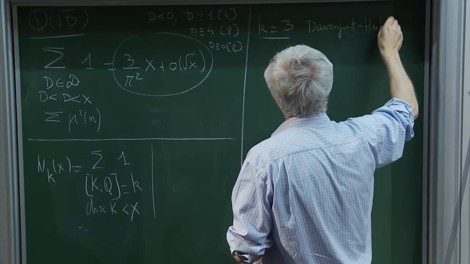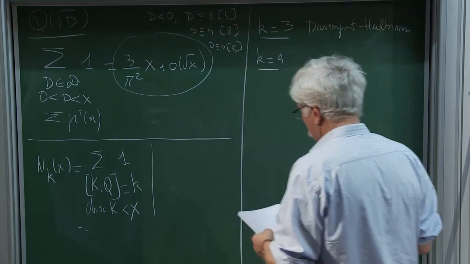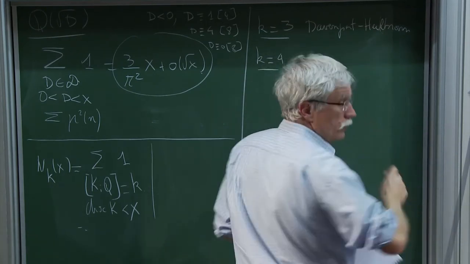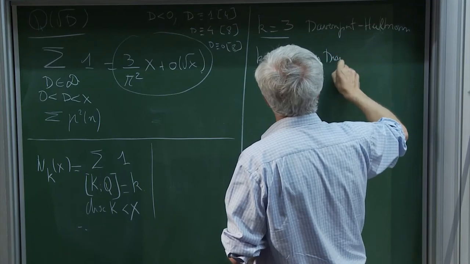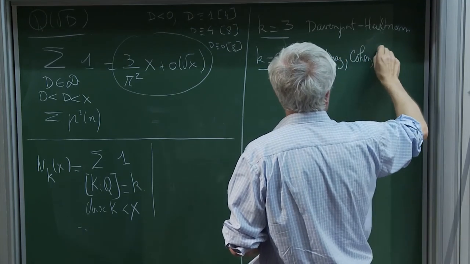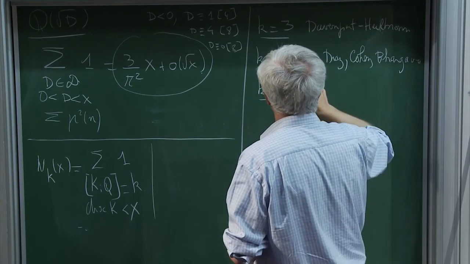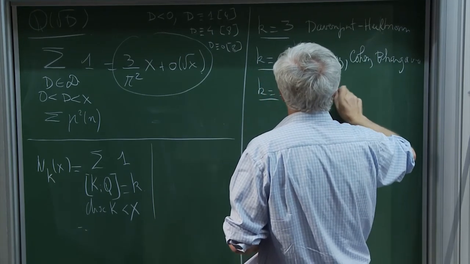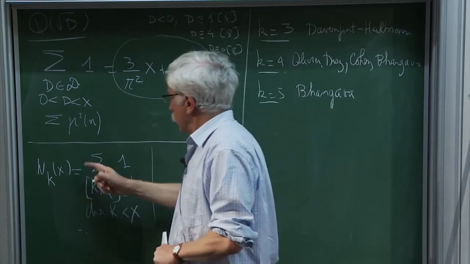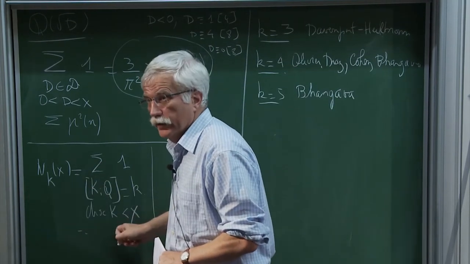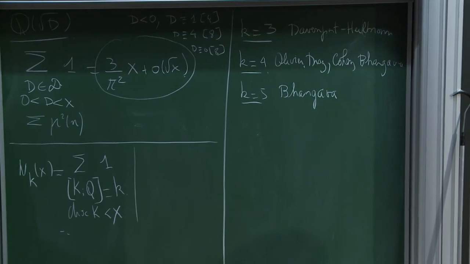So you see at the beginning of the 70s. For k equals 4, it's more recent, due to several people, Olivier, Diaz, Cohen, and Bargava. And k equals 5, it's very recent too, due to Bargava, and that's all. So I insist on this problem. People are able to count subfamilies, but for this type of generality, as far as I know, we do not know how to count. So already there is a wall in some sense.